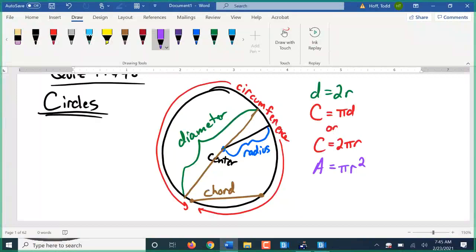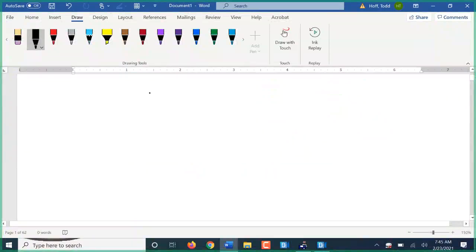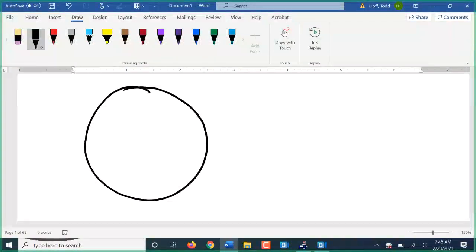But there are more features of a circle that we haven't necessarily talked about. One of those features is a line that's outside the circle that just touches the circle but never actually penetrates the circle itself, never goes into the circle. That is called a tangent line.